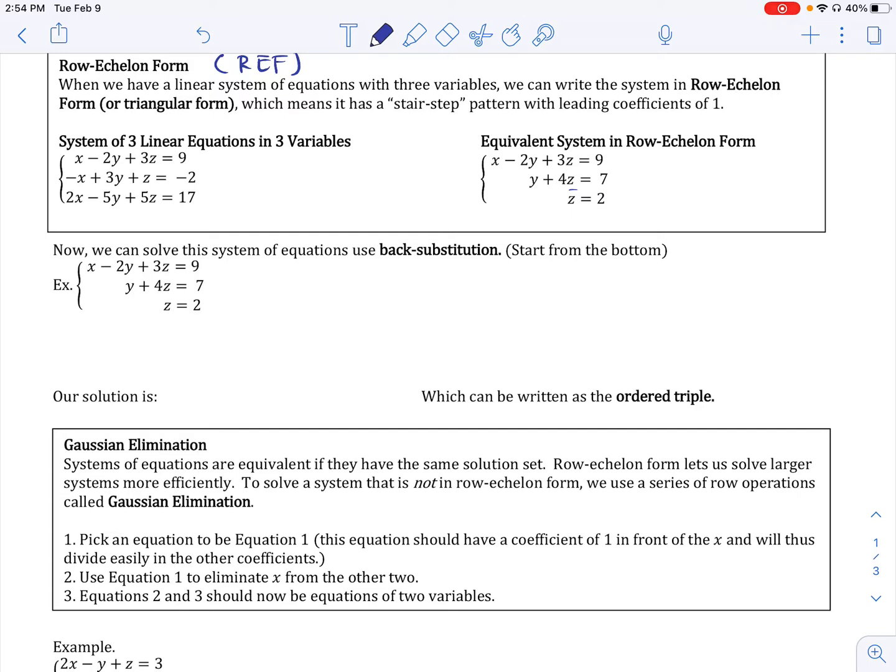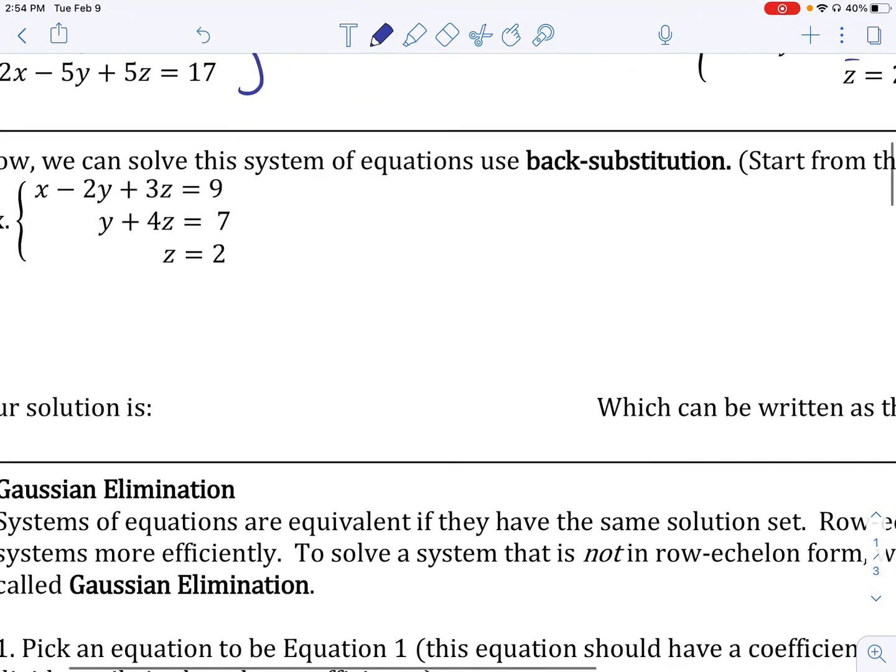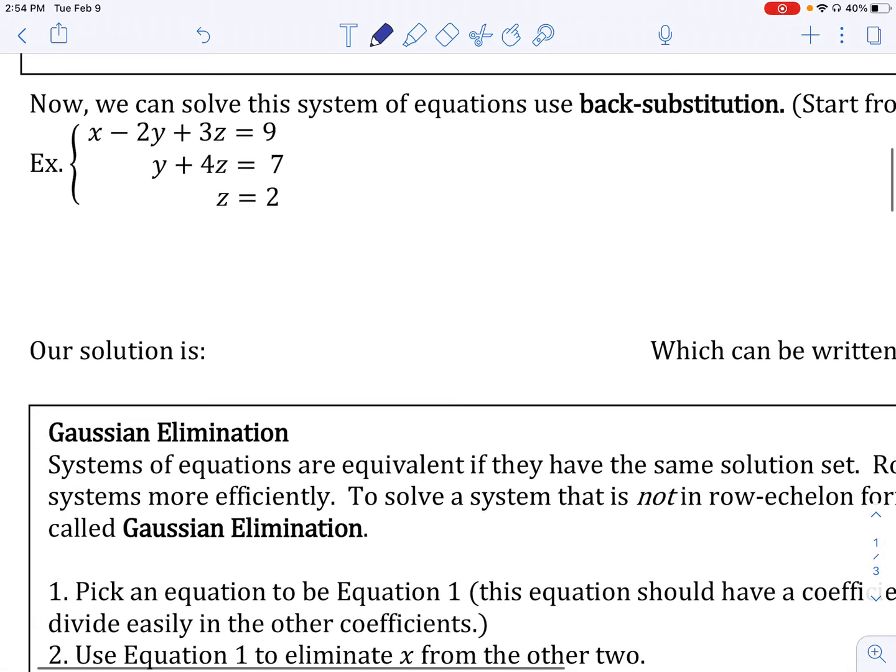Now, before we go through this process, I want to make sure we understand what the benefit is of taking a system that looks like this and writing it in row echelon form. And that simply is because once we get it into REF, we can do a process called back substitution, which is exactly what it sounds like. It means we're going to take this final row here where z is equal to 2, and we're going to substitute it back into this previous row. So we would say y plus 4 times 2 is equal to 7, and y is equal to negative 1.